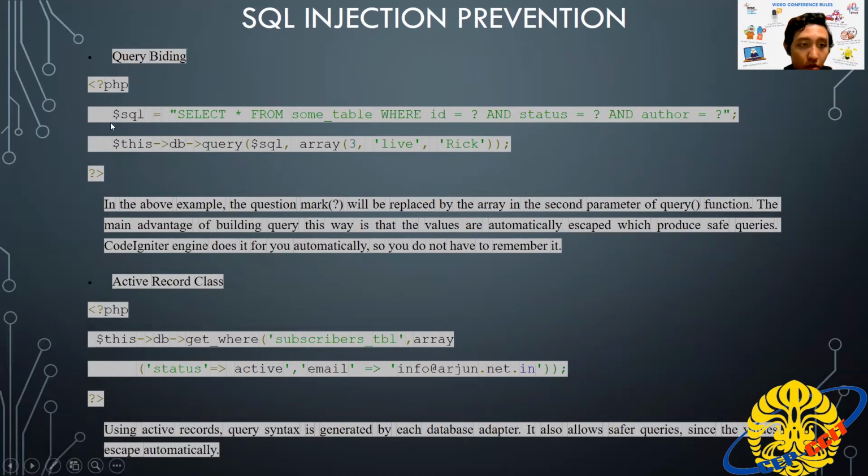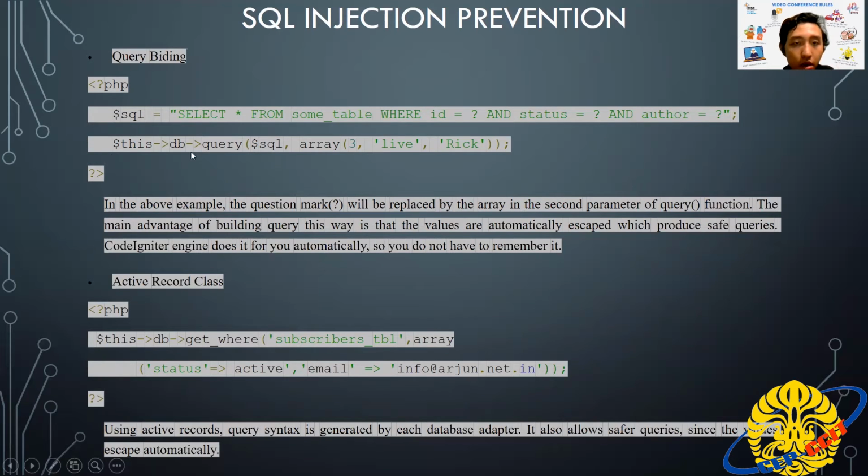And next we have query binding. In this query binding example code, we have PHP: $sql = "SELECT * FROM some_table WHERE id = ? AND status = ? AND author = ?"; $this->db->query($sql, array(3, 'live', 'Rick')); So in the above example, the question marks will be replaced by the array in the second parameter of the query function. The main advantage of building queries this way is that the values are automatically escaped, which produces safe queries. CodeIgniter's engine does it for you automatically, so you do not have to remember it.